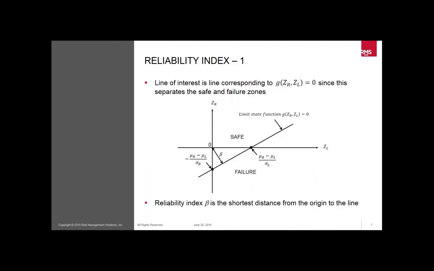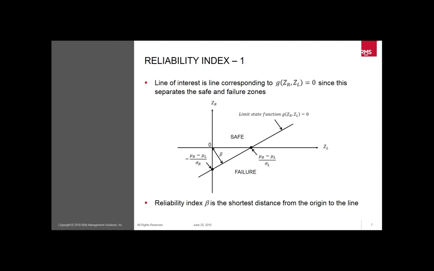Okay, so what do I mean by that? The line of interest is when our limit state function is equal to zero, right? If it's less than zero, we have failure. If it's greater than or equal to zero, then we're safe. So if we have that line, we can represent it by these points, which are the reduced variates, essentially, or some form of those reduced variates.